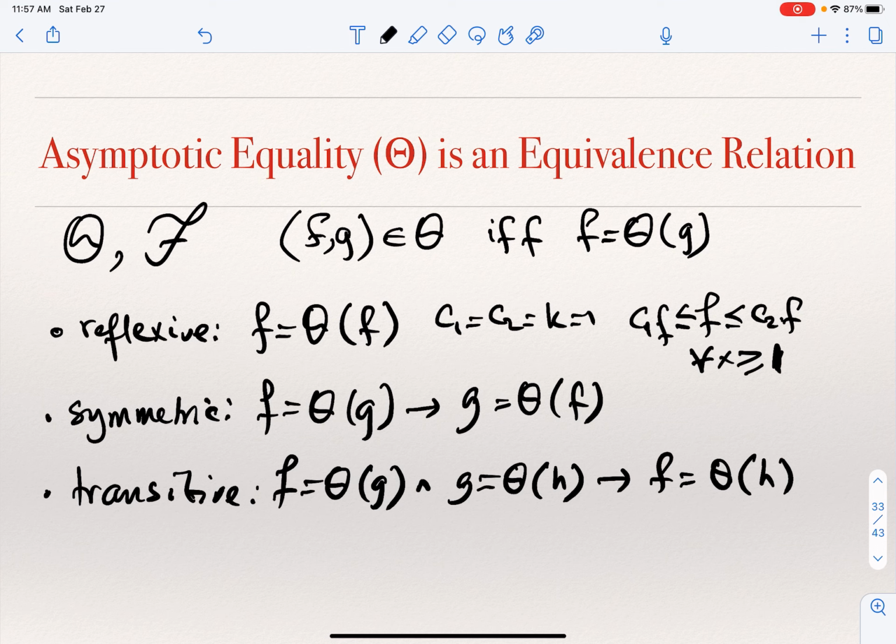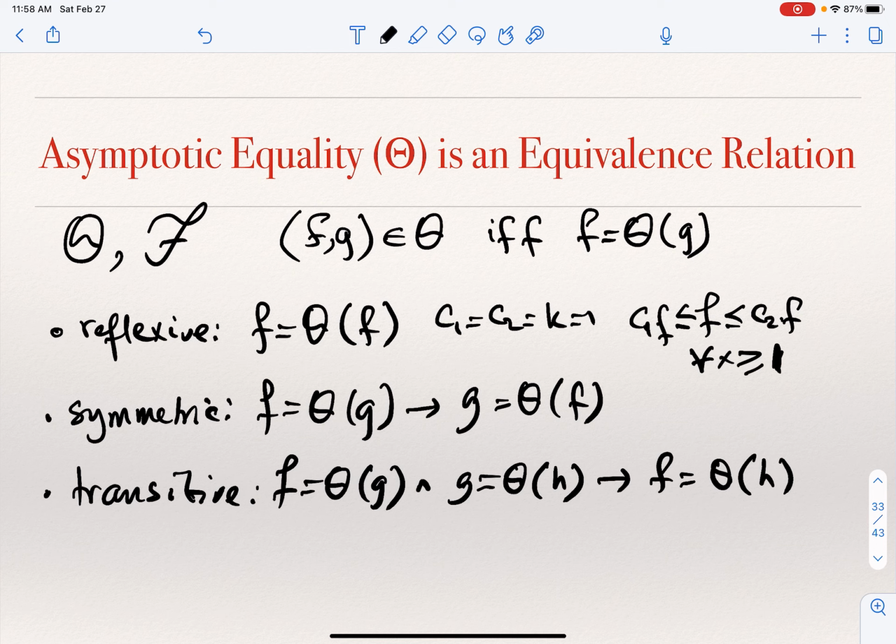And again, here you can use the notion of the product of these constants, right? So if f is theta of g, then f is smaller than or equal to c1 times g. G is smaller than or equal to c2 times h. Then f is smaller than or equal to c1 times c2 times h. So this makes f O of h. The same thing we show for f is omega of h, and then we get this theta result. Okay, so this is a very important result.